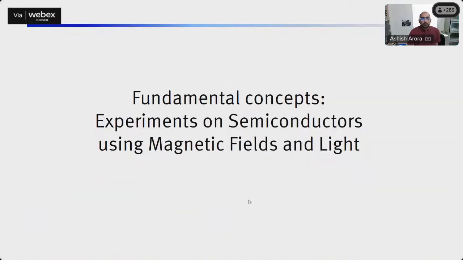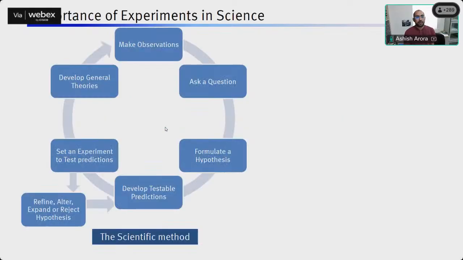Okay. So now let's come to the fundamental concepts first, in terms of experiments on semiconductors using magnetic fields and light. So first let's talk of experiments. Well, experiments are very important in science. This is a scientific method, which is a well-known method: first we make some observations, and then we ask some question about those observations, and then to understand that we formulate some hypothesis.